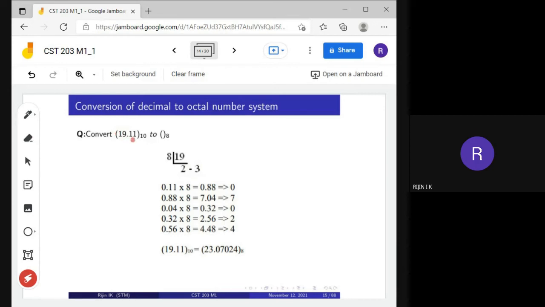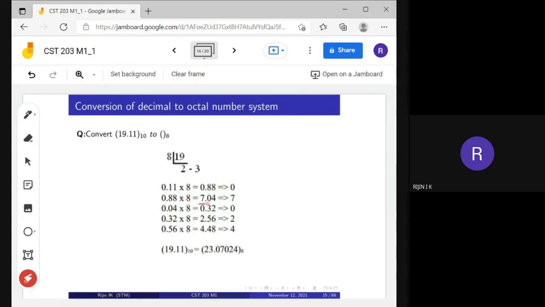Then we need to convert this 0.11 into the corresponding octal number. For that, what you have to do? Same operation. You need to perform repeated multiplication with the fractional part. That means 0.11 times 8. You will get 0.88. So collect the integer part, this one, 0. Then again, from the previous result, you need to multiply it with 8.